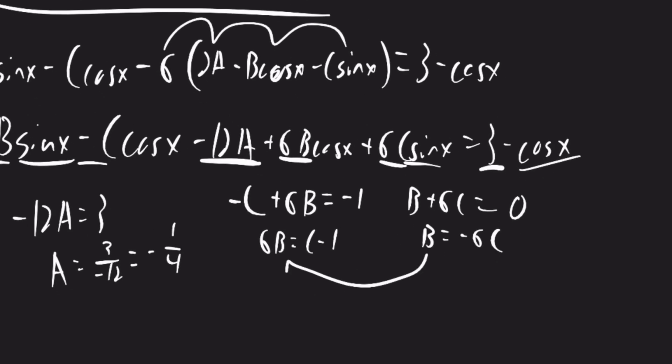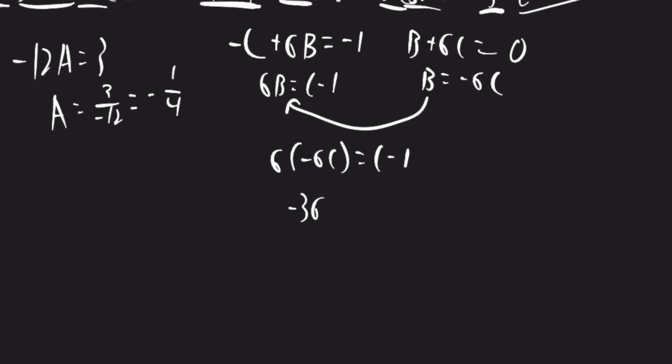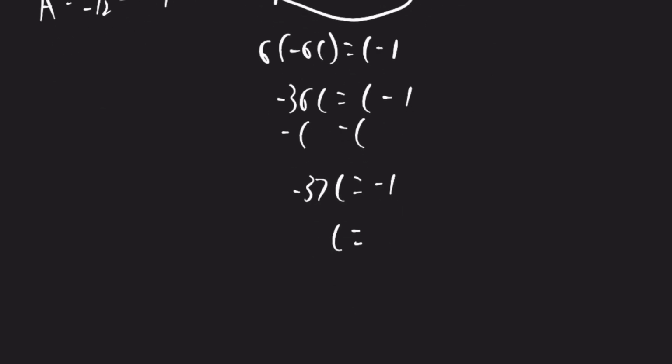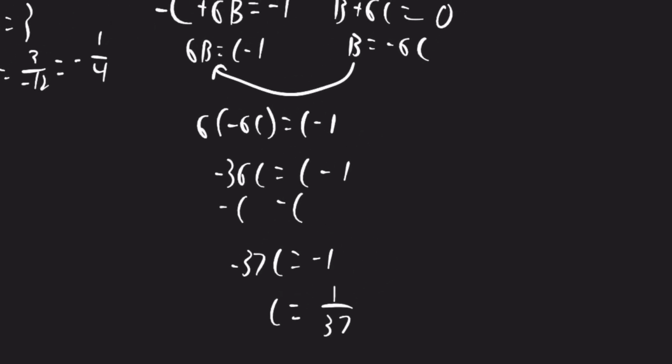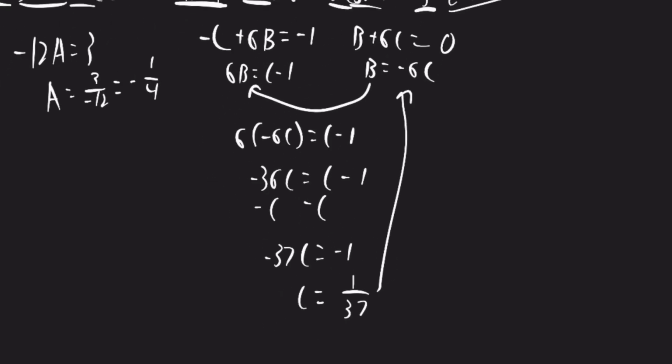We can plug this b into the other equation. We'll have 6 times negative 6c is equal to c minus 1. It'll be negative 36 times c is equal to c minus 1. I can subtract both sides by c. We'll have negative 37c is equal to negative 1. So c will be equal to 1 over 37. Now all we need to do is plug this into this equation to find b. So b will be equal to negative 6 times 1 over 37. So b will be equal to negative 6 over 37.